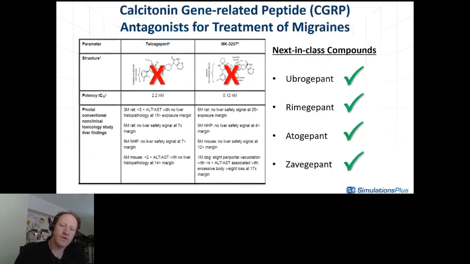So what that told us was, despite the fact that telcagepant was such a high profile failure, all of those next in class compounds honestly look pretty good to us. You could go forward with a clinical trial and expect to come out, if our simulations were correct, pretty good. So ubrogepant, rimegepant, atogepant, and zavegepant all looked good to us.